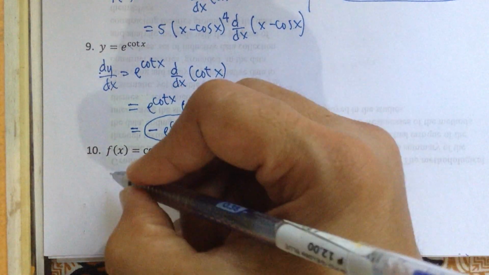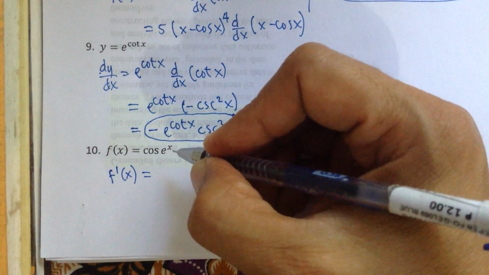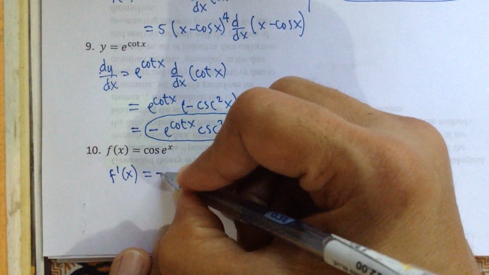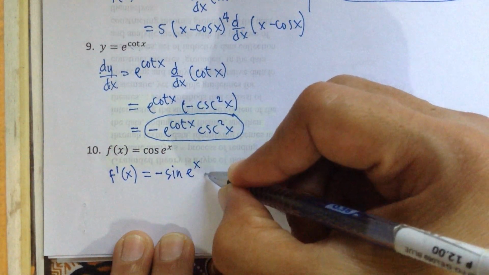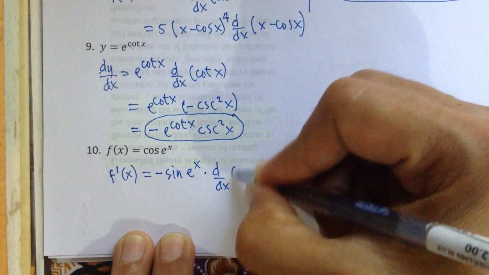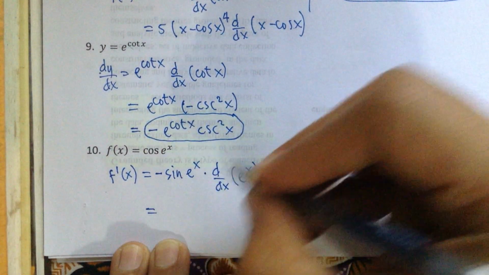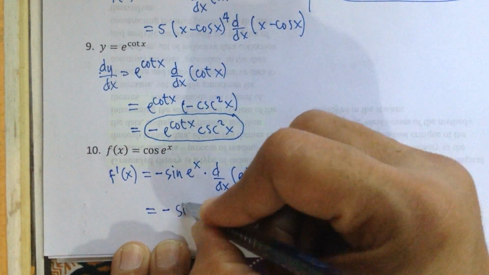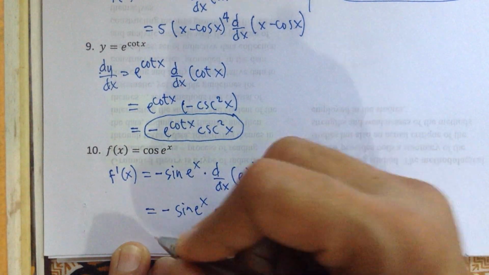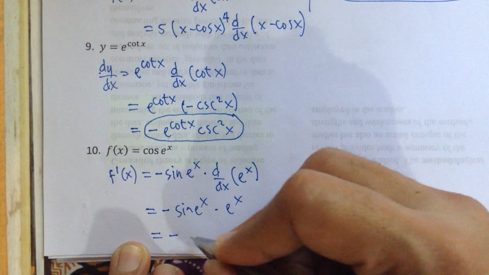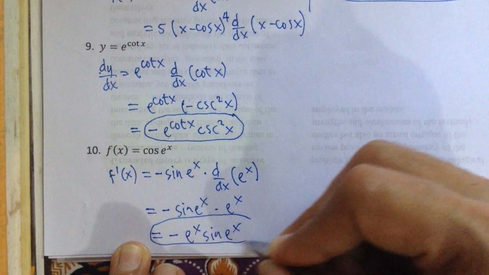So if your u is e to the x, then the derivative of that is the derivative of cosine u, which is negative sine u. Your u is e to the x. But according to the chain rule, don't forget to find the derivative of your u, which is e to the x, and then you have negative sine e to the x. What is the derivative of e to the x? That's e to the x, or you can write your answer as negative e to the x sine e to the x. So that's it.